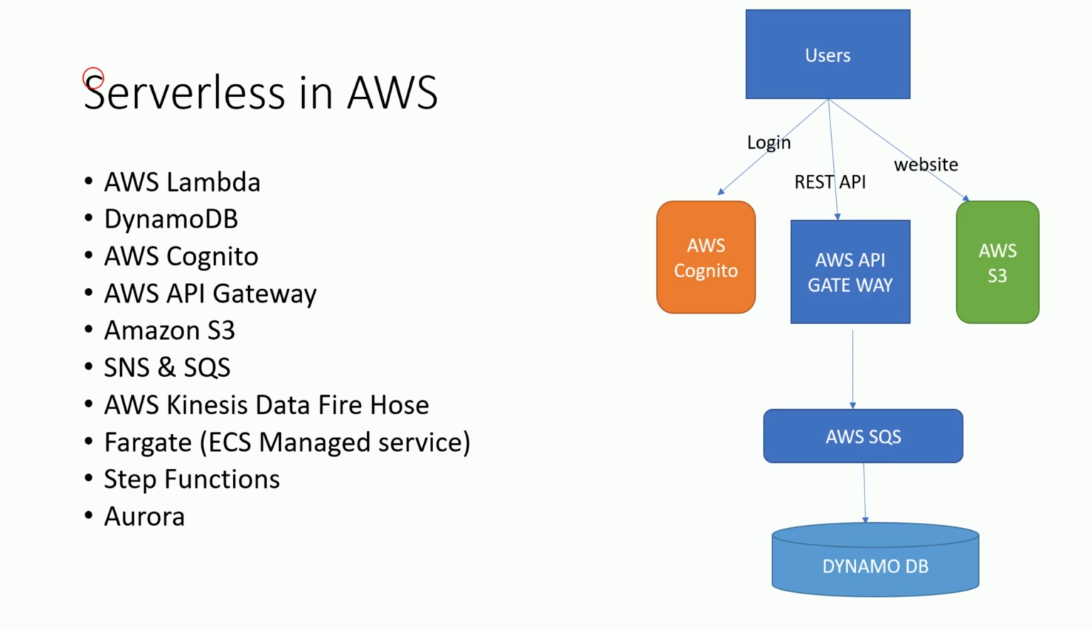A few more serverless services in AWS are Fargate, which is an easily managed service, Step Functions, and Aurora DB. These are all managed services in AWS which are serverless. So we don't need to worry about the underlying infrastructure, as it is taken care of by AWS.